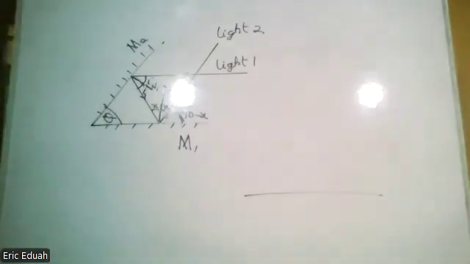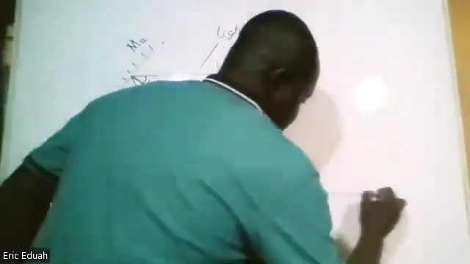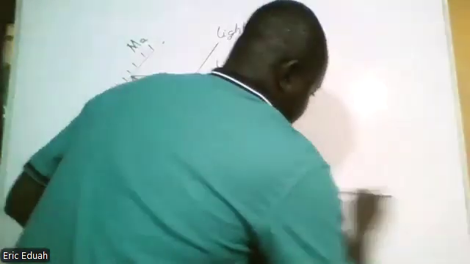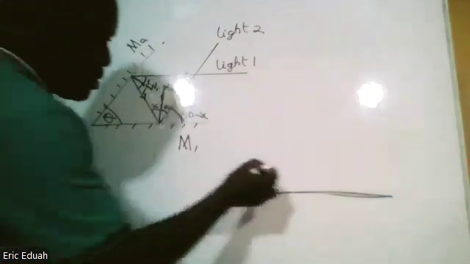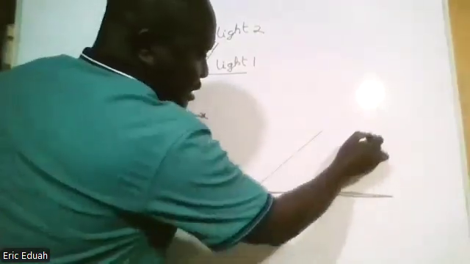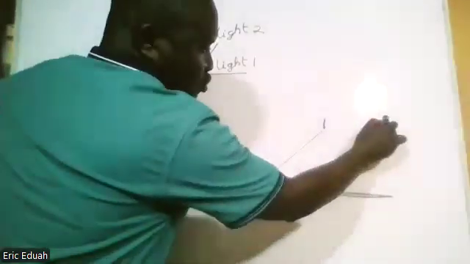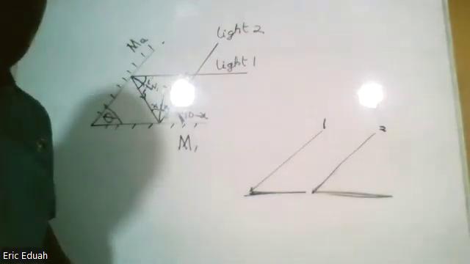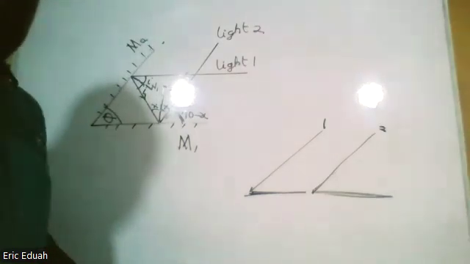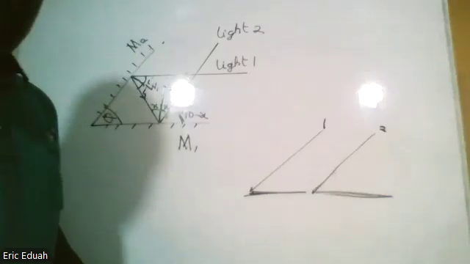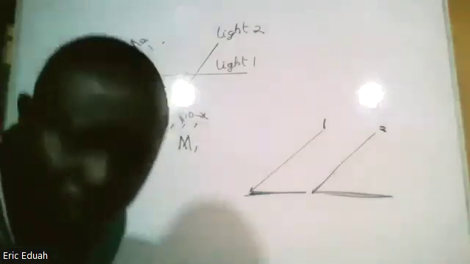Apart from the fact that they don't meet, they also have, look at what I'm drawing here. I have two lines here, line 1 and line 2. If line 1 and 2 are parallel, what does it mean? They don't meet. They are forming the same angle. Yes, they have the same slope.